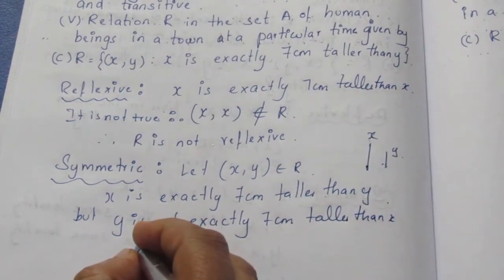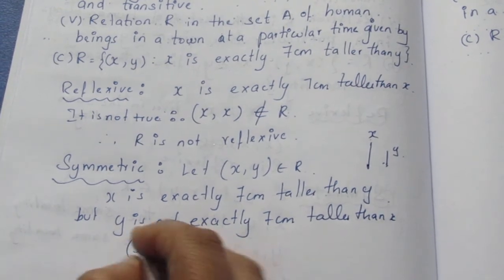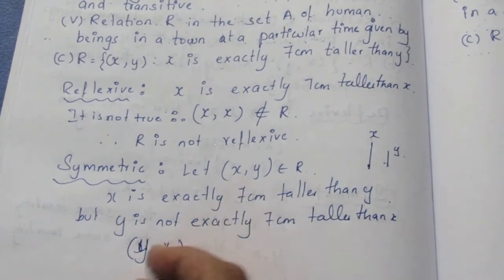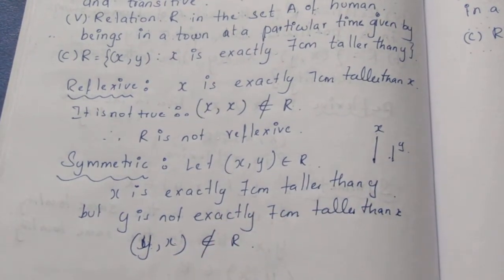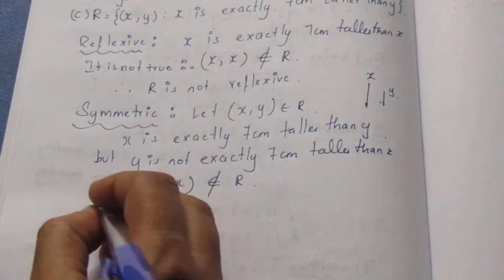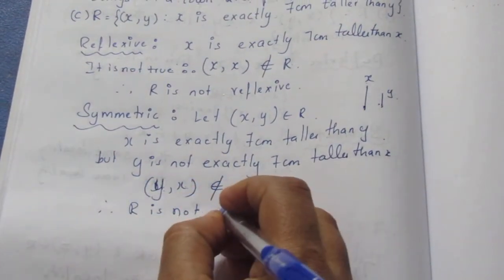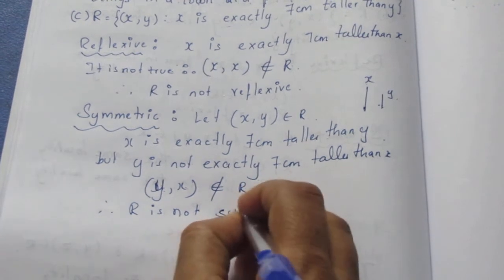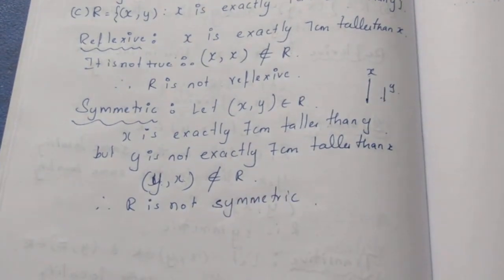So we can say that for (y, x), the first one should be taller than the second one, but this does not satisfy. So this does not belong to R. That means R is not symmetric. Now we'll move on to transitive.